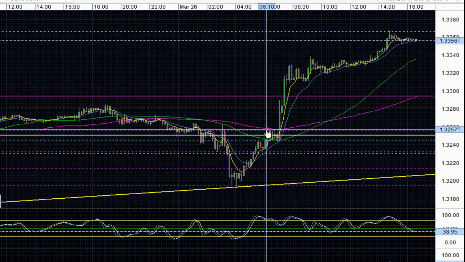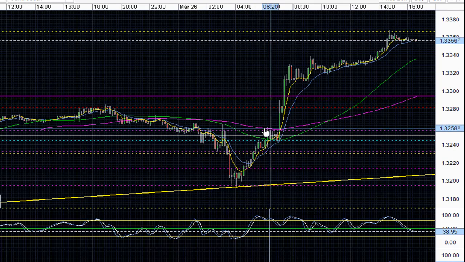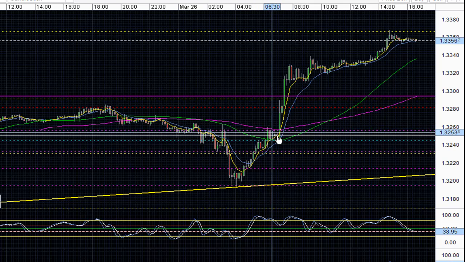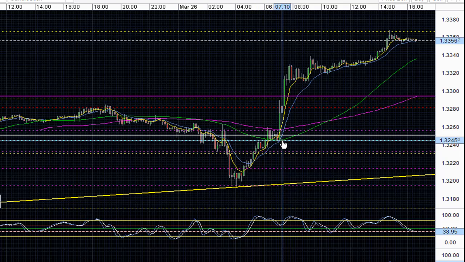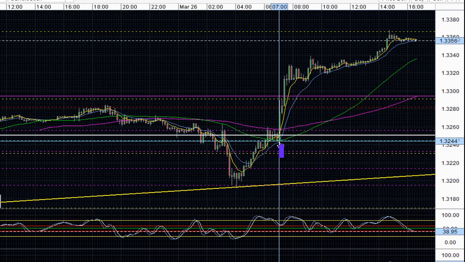So you can see that price had broken through our daily pivot. It stopped around our 100 simple moving average line and began to retrace, and it found support at this 38.2% Fibonacci retracement level of the major drop on our daily chart. So then if you were in front of your platform at this time, you could have placed a buy order here upon bullish confirmation.